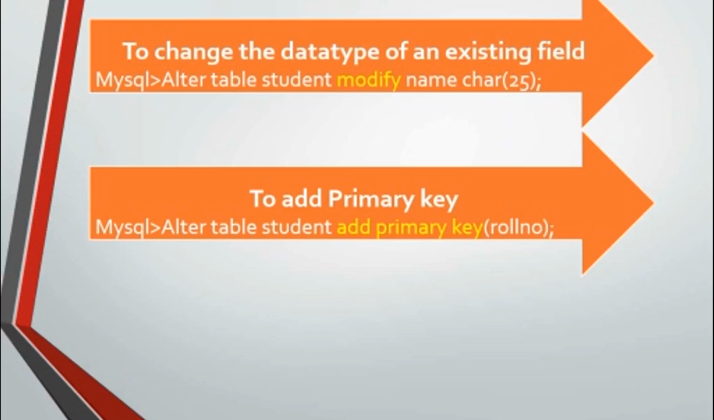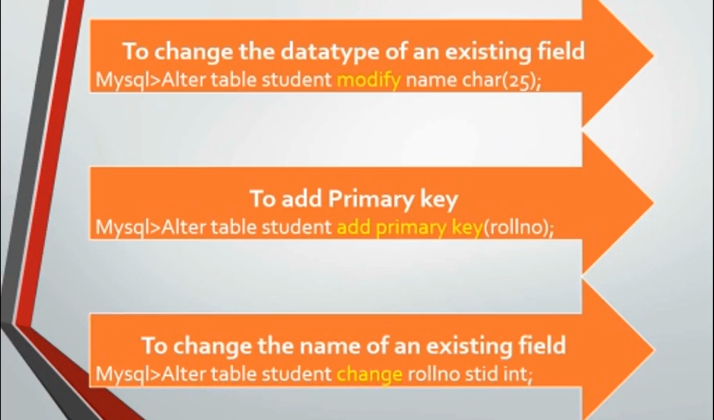After that, if you want to change the name of an existing field, for this you will write alter table student and then you will write the change keyword. Okay, and after the change keyword, the name of the existing field and the new name you want to give. You will type the new name and give its data type. Okay, so these are the 5 purposes of the alter command.